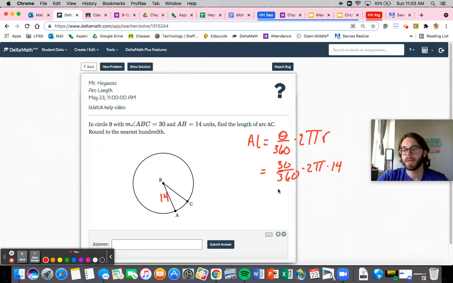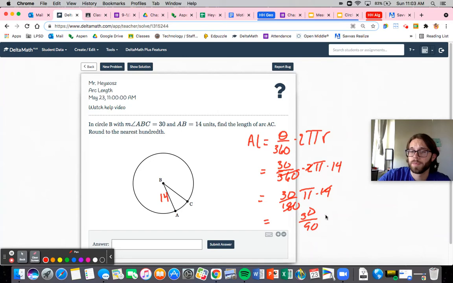Before I even plug anything in, I want to simplify as much as possible. So first off, I have the 360 and the 2, so that's going to be 30 over 180 pi times 14. And again, I'm going to take out the 2 and the 2. So that's going to be 30 over 90 times 7 pi. The 2 from the 14 leaves that with 7. Now, what do I have? Well, that's just 1/3. So I have 7 thirds times pi.